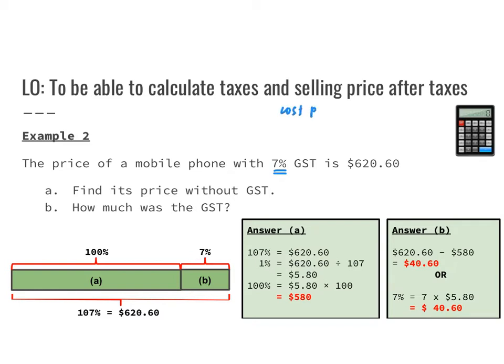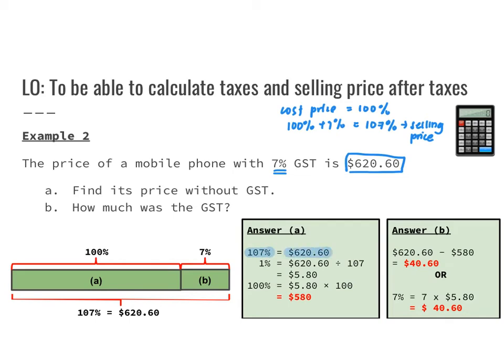This is the additional percentage that we need to pay on top of our cost price. Our cost price is always 100% because that's the original price, and we need to pay an additional 7% as a tax. So in total, we now need to pay 107%. Now 107% is the selling price. What is the selling price? That's $620.60. So let's write an equation for that. 107% is equivalent to $620.60.